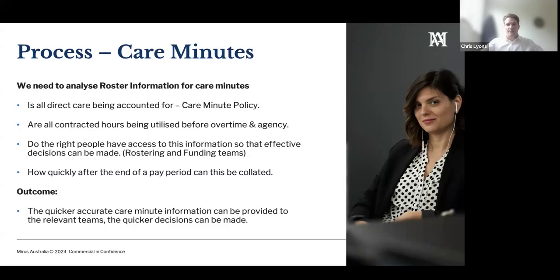So in summary, the faster access to that accurate care minute information really helped the teams to optimise their operations. And then as we'll go through a bit further, how that's helped maintain compliance while improving resource management for the facilities.